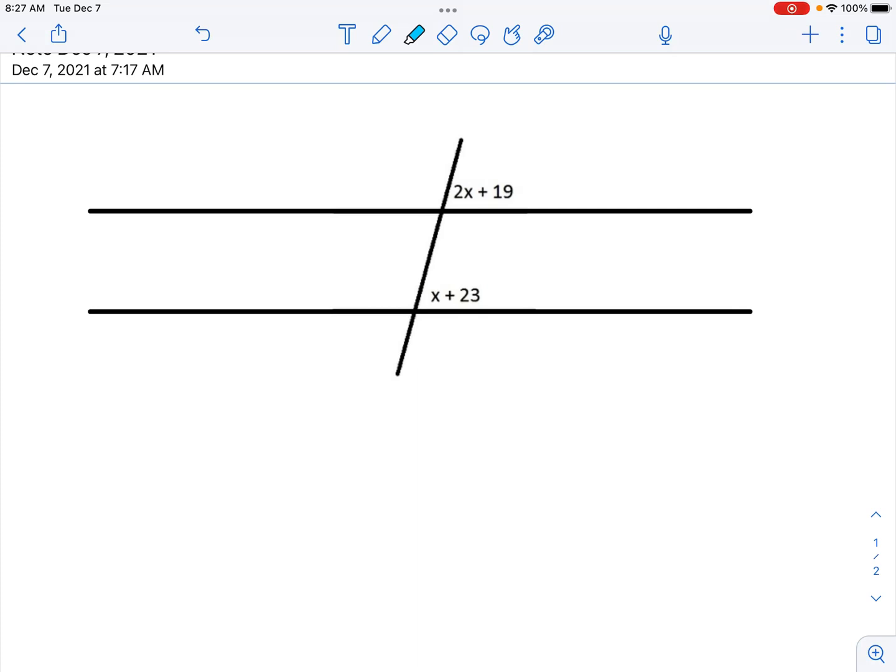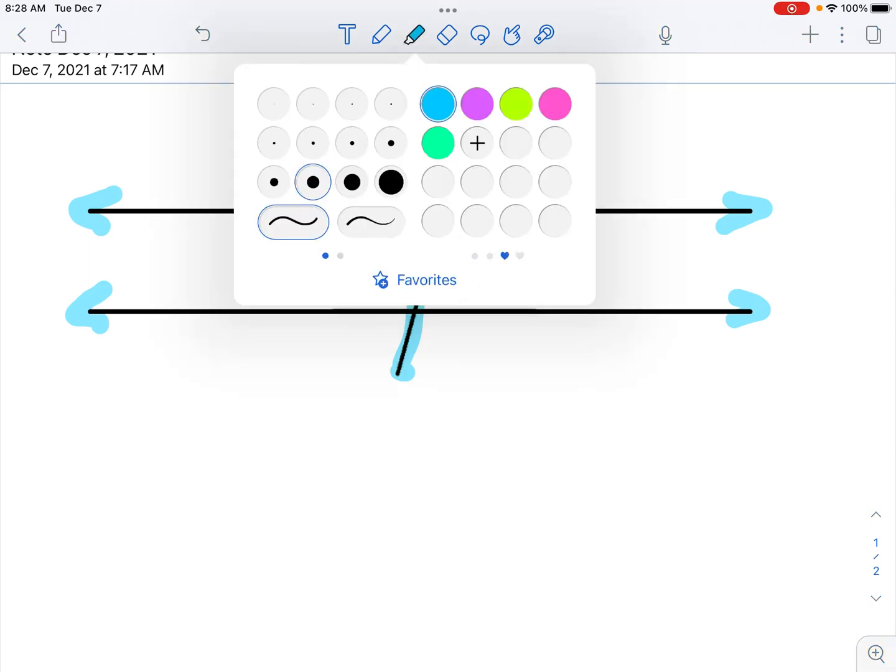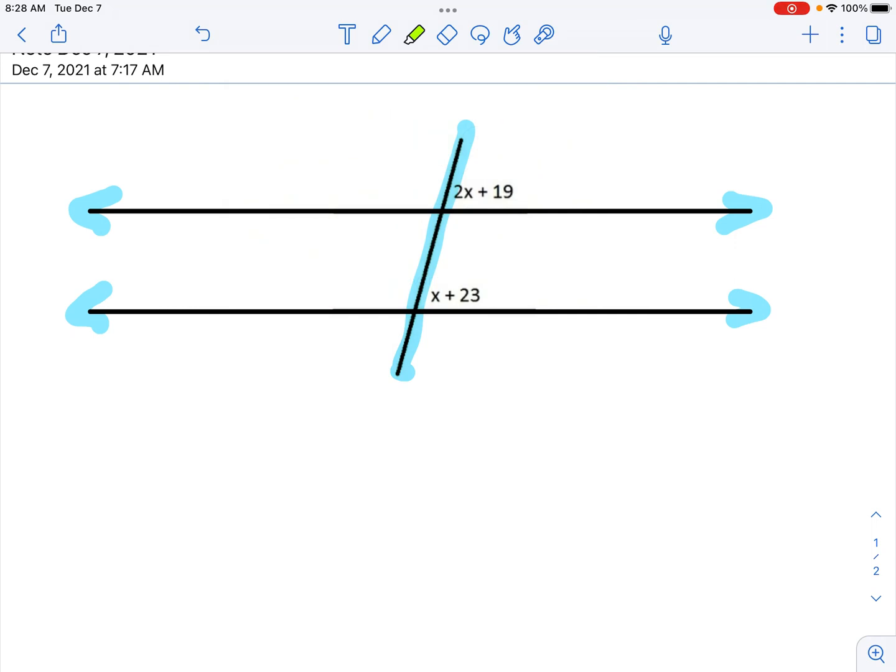So in this picture, I see two parallel lines, and they're crossed by what's called a transversal. This line that cuts through the two parallel lines creates a bunch of angles around those two parallel lines. In this situation, I have two different angles. I'm looking at this angle, which is represented by 2x plus 19, and I'm looking at this angle, which is represented by x plus 23.